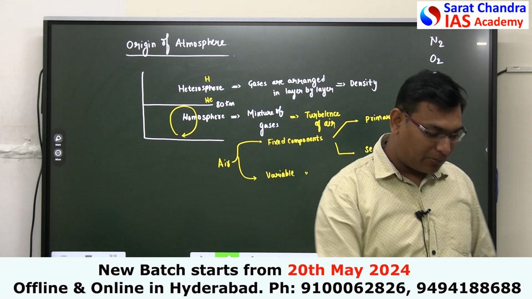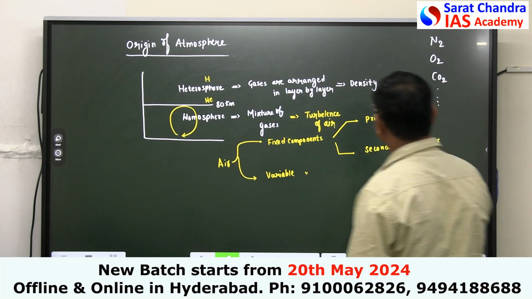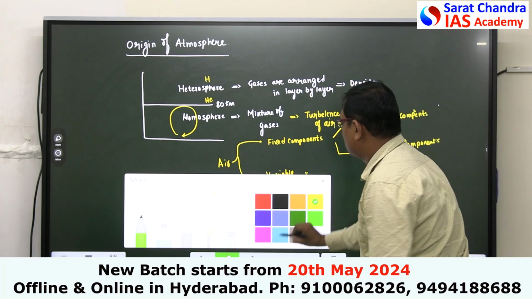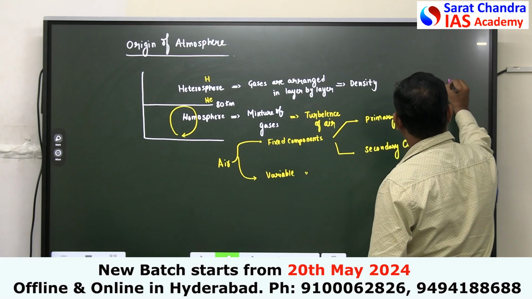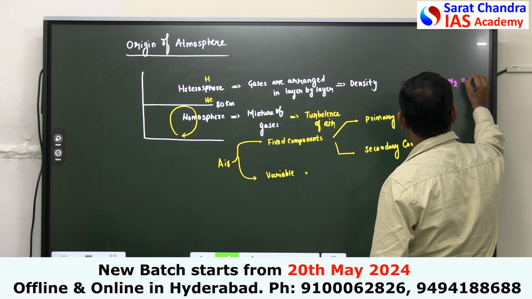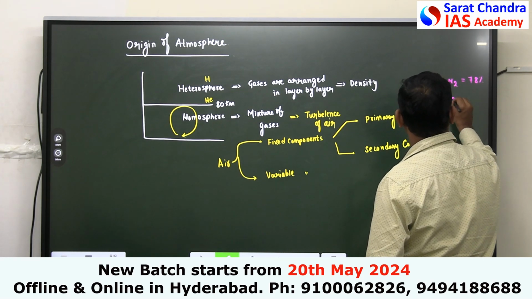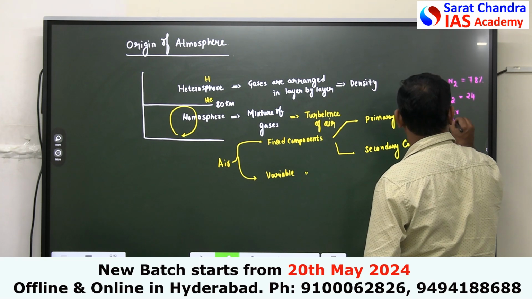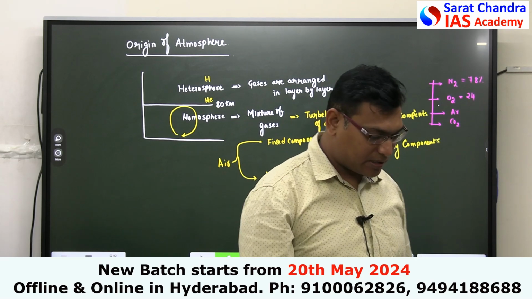What are primary components? Primary components are nitrogen, oxygen. Nitrogen 78%. Okay, oxygen 24%. Argon, then carbon dioxide, etc. Neon, xenon, etc. These are primary components.